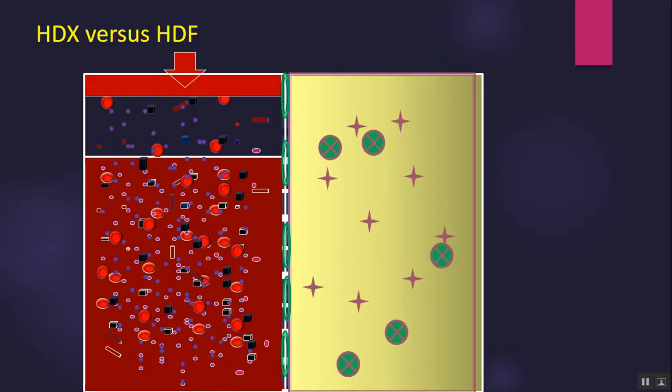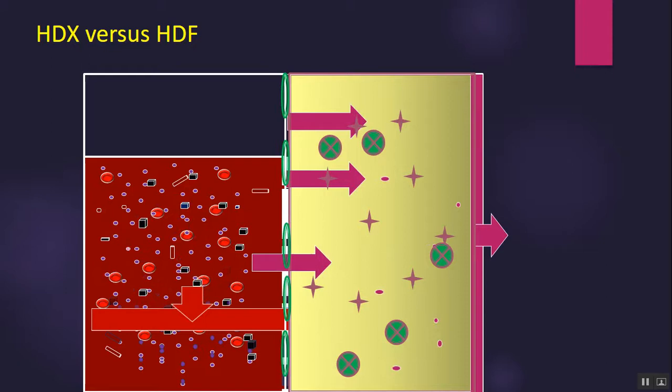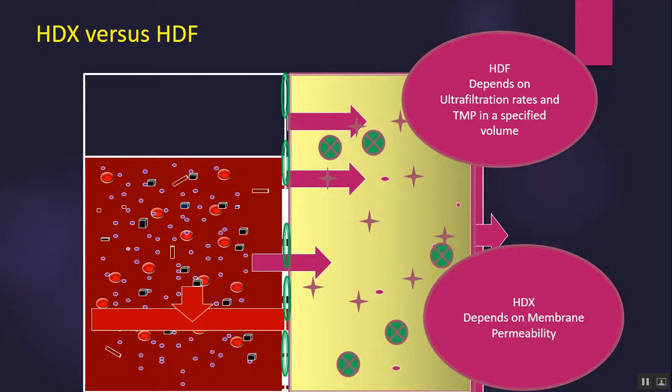So the HDX is an expanded range of hemodialysis depending on removal of bigger molecules as well as HDF, but here HDF depends on ultrafiltration rates and transmembrane pressure, while HDX depends only on the membrane permeability for removal of middle molecules.